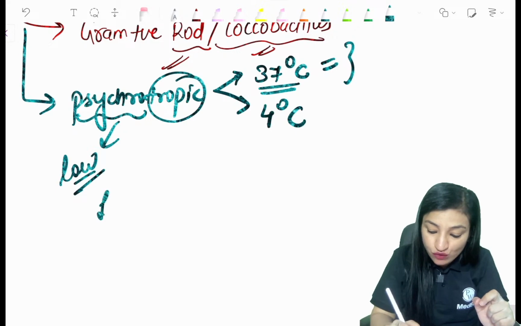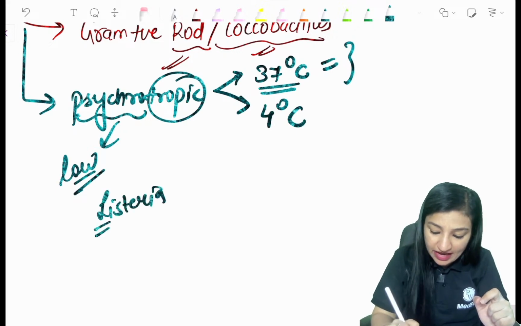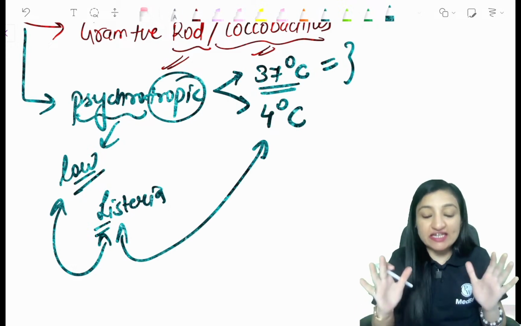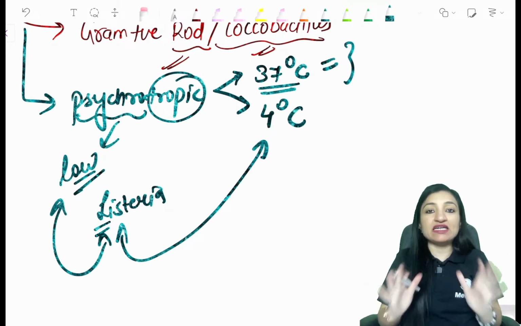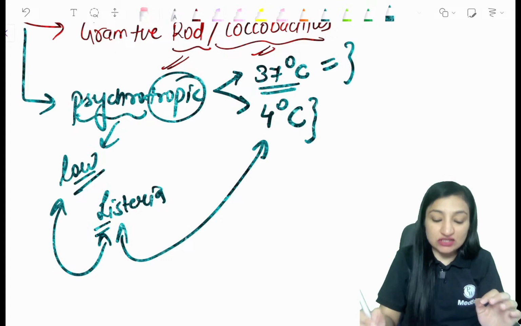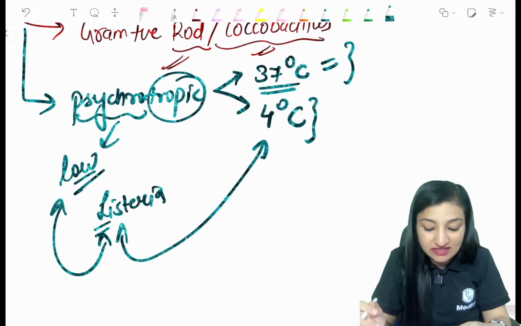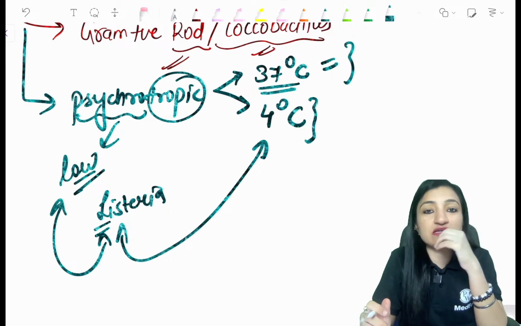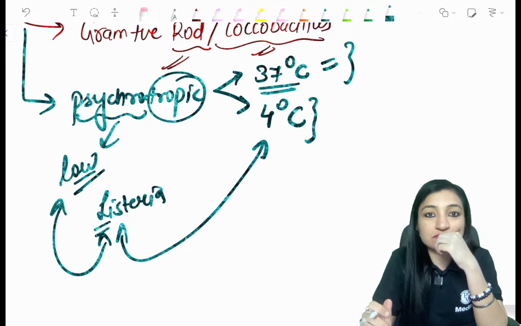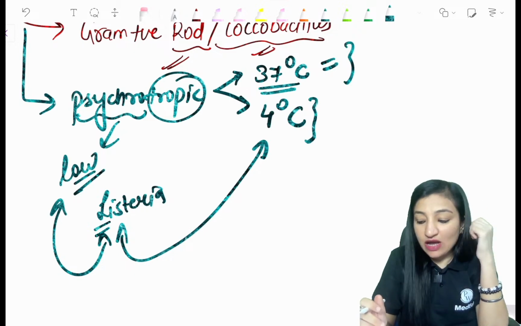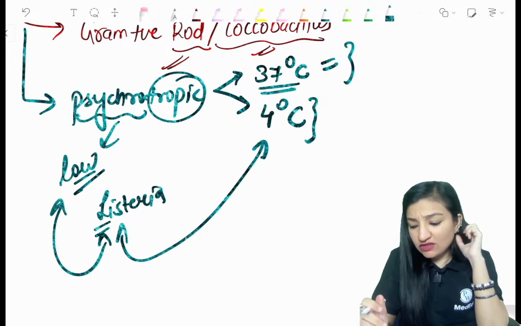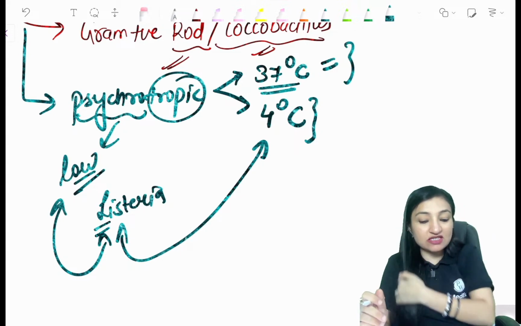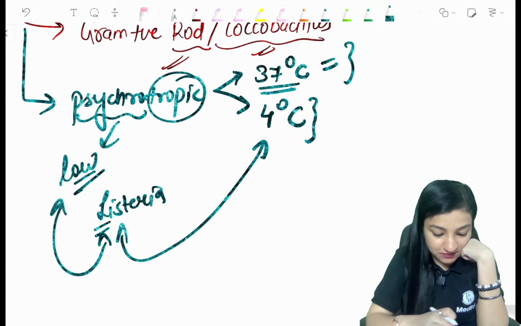So remember, L for Listeria, L for low, and how low the temperature can go at which it can survive, flourish and multiply: 4 degrees Celsius. Now let me know in the comment section, where exactly do we have a temperature of 4 degrees Celsius in our house? Throughout the 12 months of the year, we have some place where the temperature is 4 degrees Celsius. Where is it?